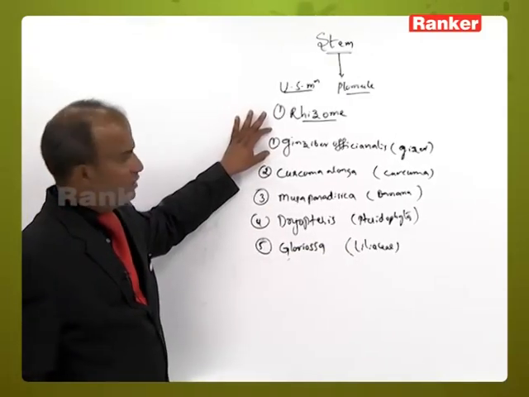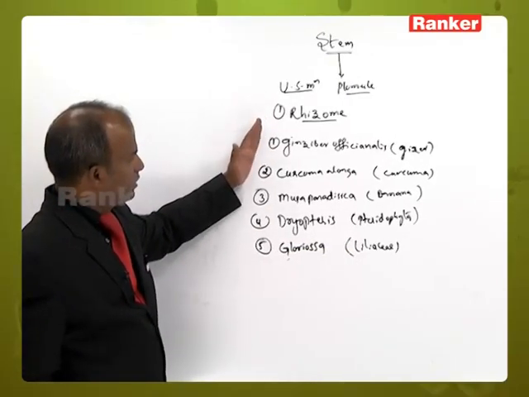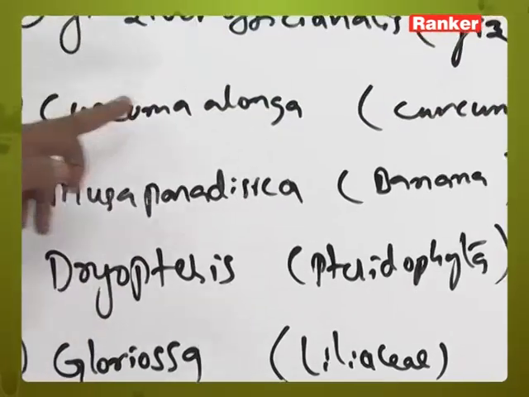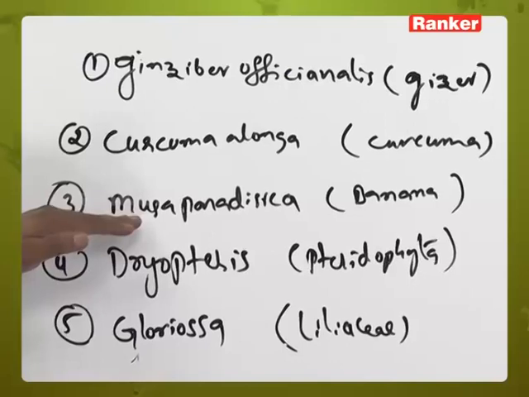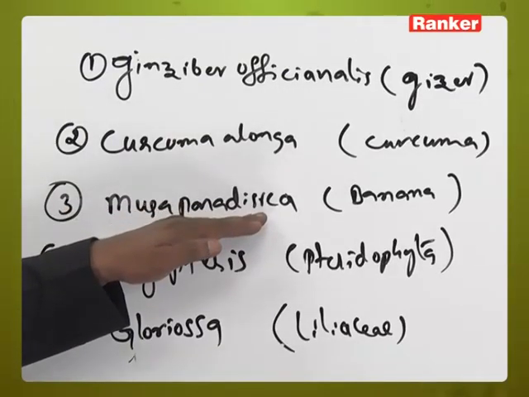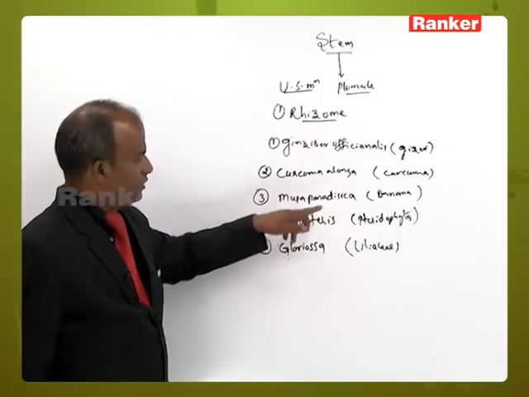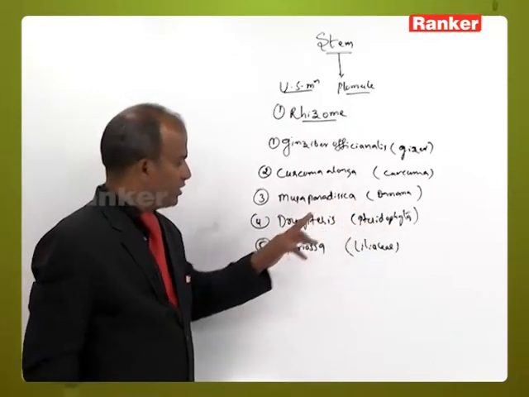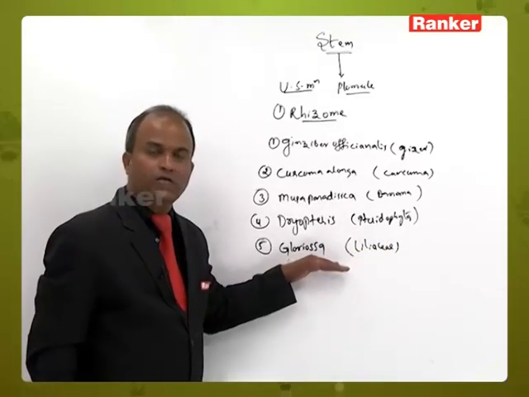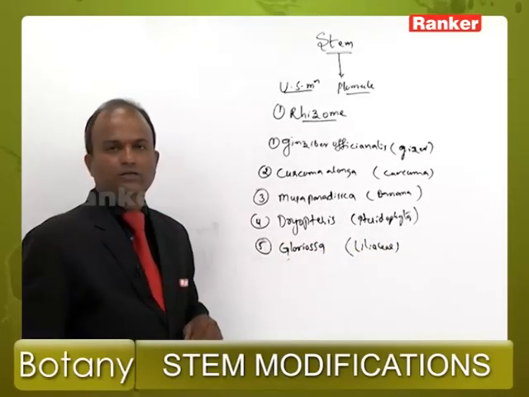Zingiber officinale is one of the dicots, that means one of the angiosperms. Curcuma longa is also one of the angiosperms. Musa paradisiaca is one of the angiosperms belonging to monocots. Dryopteris is one of the Pteridophyta members. Gloriosa superba is one of the Liliaceae members. It also belongs to monocots only.